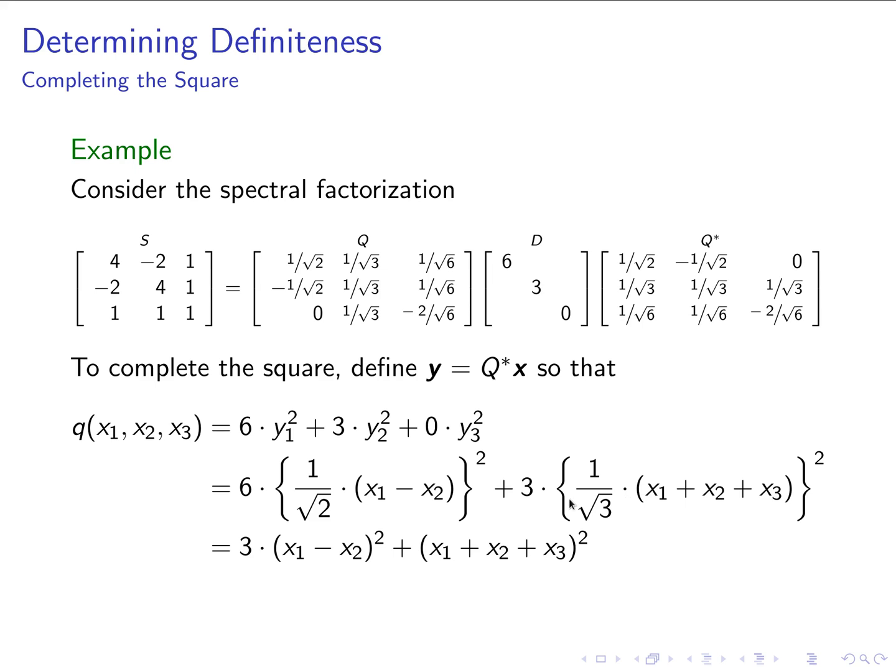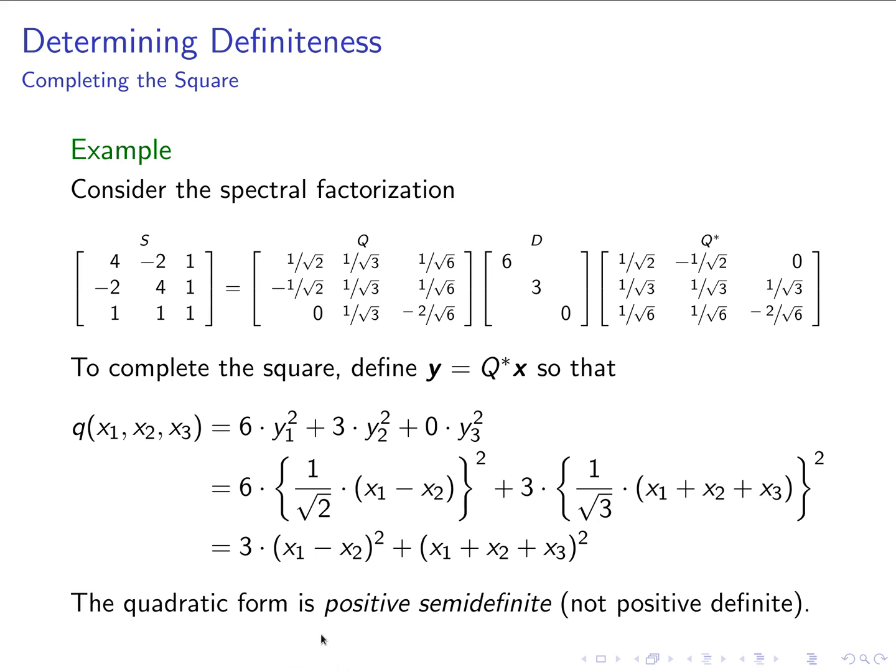It's worth noting in this example that we can clean up the algebra a little bit. 1 over root 2 squared is 1/2. So if we pull that factor out, we get 6 over 2, which is equal to 3. And 1 over root 3 squared is equal to 1/3. And if we factor that out, we get 3 over 3, which is 1.